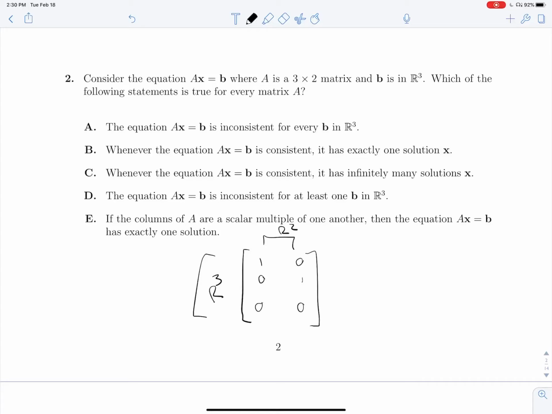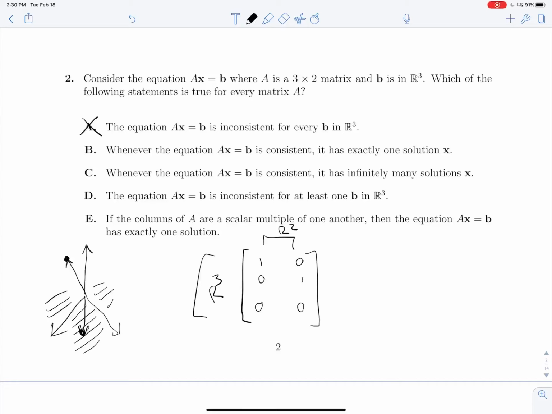So we can start with this example. We can start going through some of these options. The equation AX equals B is inconsistent for every B in R cubed. Well, that's not true. We just said that this matrix right here does absolutely nothing to the consistency or inconsistency of our system. Sure, there are going to be some values, if we draw this out, and there's our plane extending all along there, if you choose some vector up here, obviously we're going to be inconsistent, but there are also values where we are consistent if we stay in the plane. So A is incorrect. We don't have to be inconsistent all the time.